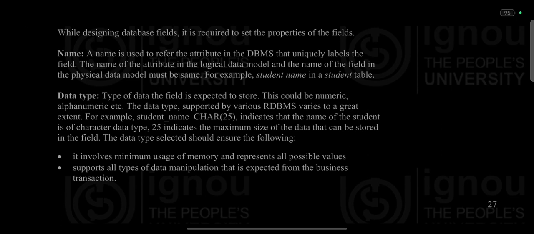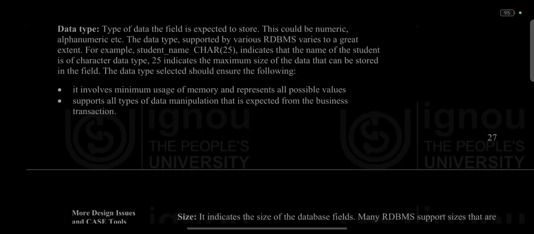The data types supported by various RDBMS vary to a great extent. For example, student_name char25 indicates that the name of the student is of character data type. 25 indicates the maximum size of the data that can be stored in the field. The data type selected should ensure the following. It involves minimum usage of memory and represents all possible values. It supports all types of data manipulation that is expected from the business transaction.